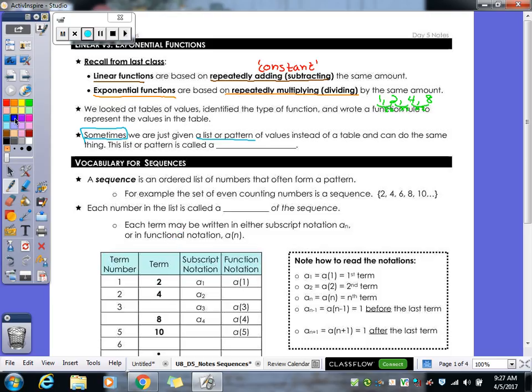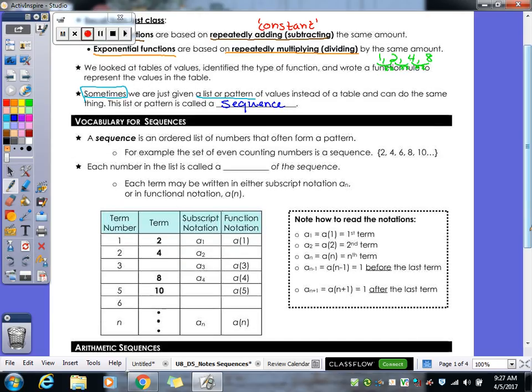So this list is what we call a sequence. You're being given a sequence of numbers. And that's just numbers that are related to each other in some way, either by adding or by multiplying. So a sequence is an ordered list of numbers that form a pattern. There are a whole bunch of different kinds of sequences out there. We're only going to talk about 2 types today.